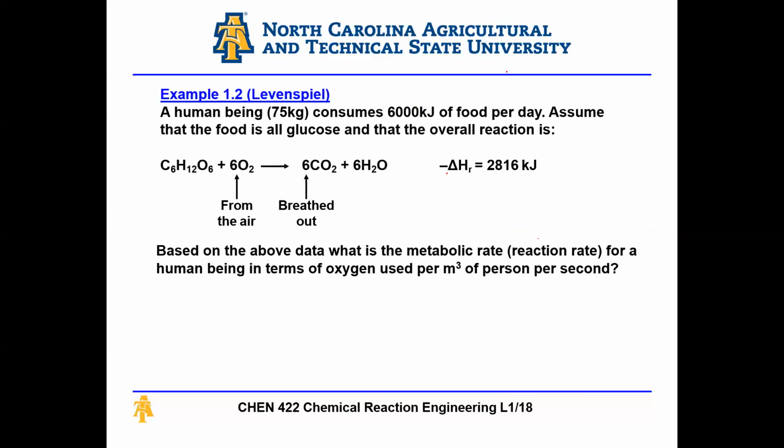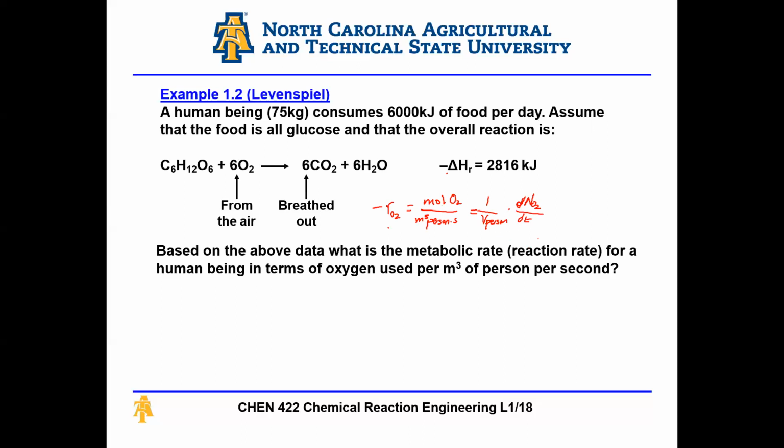So this will be, where is the thing? Here we go. So I have my reaction rate in terms of O2. We said it's moles of oxygen per meter cubed of person per second. So this will be 1 over V person multiplied by dN of oxygen per dt. Okay, so we're looking for this expression basically.